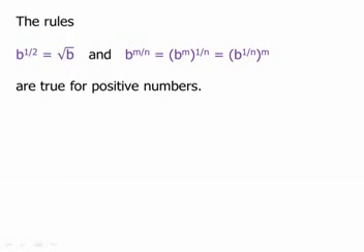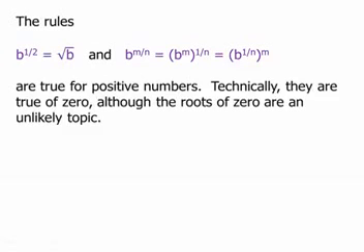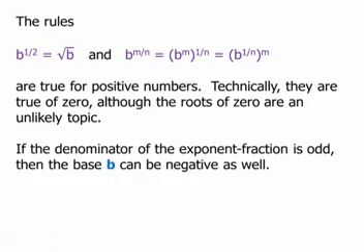So these rules that we've talked about are rules that are true for positive numbers, when b is a positive number. Technically, they are true of 0, though the roots of 0 are an unlikely topic on the test. If the denominator of the exponent fraction is odd, then the base can be negative as well. Remember that we could not take even roots of negative numbers, but we could take odd roots of negative numbers. For example, the cube root or the 5th root of a negative number.